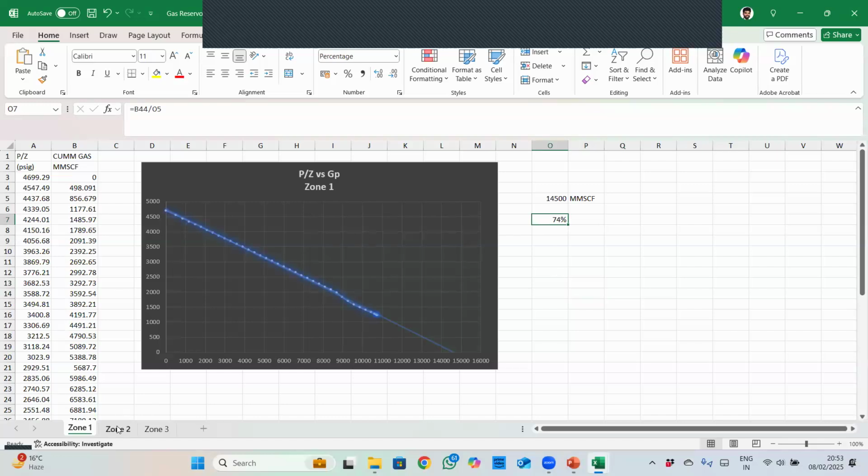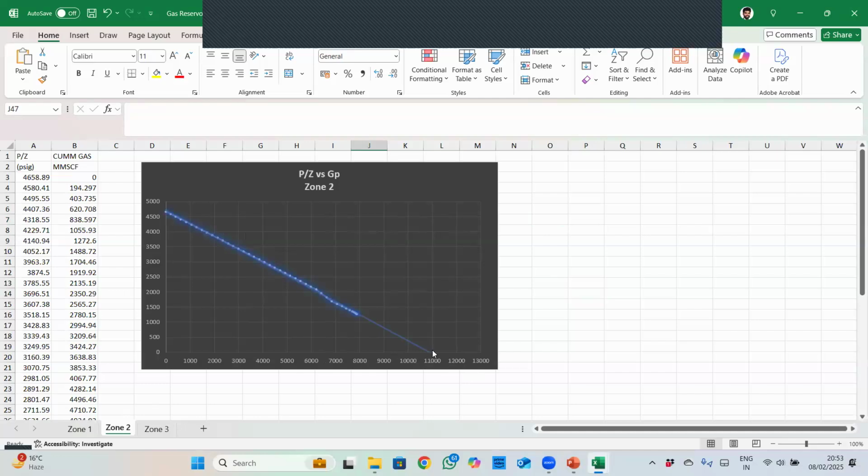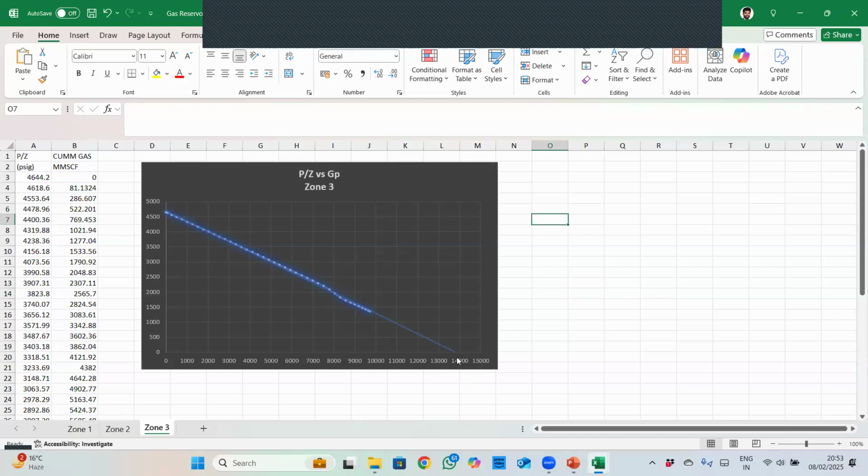Similarly, we have two more zones. Zone 2 is giving me close to 11,000 MMSCF in-place gas, and Zone 3 is giving me approximately 14,000 in-place gas. So we can find these three zones are nothing but three reservoirs in the same well. There are several wells in this field, and we have multi-zone completion where we have 2 to 3 zones in the same well, and these wells are producing gas. So we have the data of P by Z and Gp, and I can estimate the recovery factor for each of these.